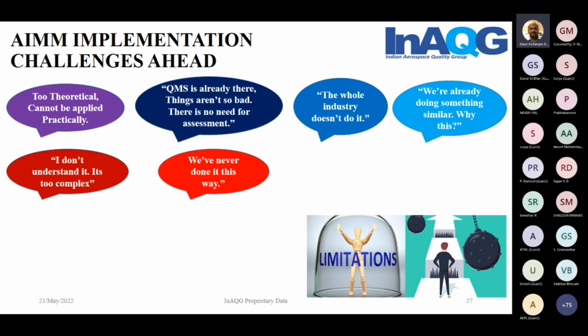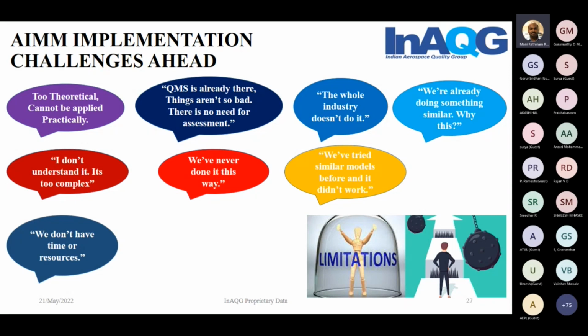People will have their own interpretations. Again, we have tried similar models, but it didn't work. Again, that's a very subjective thing. I mean, every model, if you try, you can say, yes, it will not work. So that option is there for every maturity model. There is no 100% that any maturity model will work, right? Unless we put it into action.